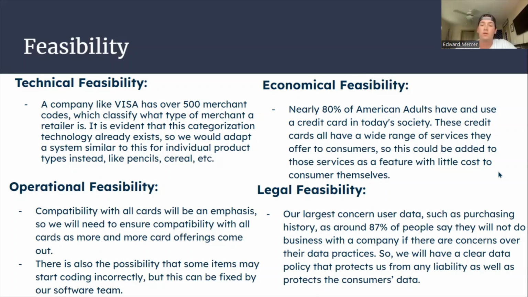On the legal side, our largest concern is user data, such as purchasing history, as around 87% of people say they will not do business with a company if there are concerns over their data practices. So we will have a clear data policy that protects us from any liability as well as protects the consumer's data.